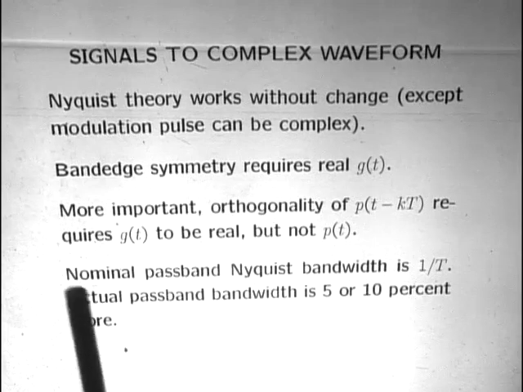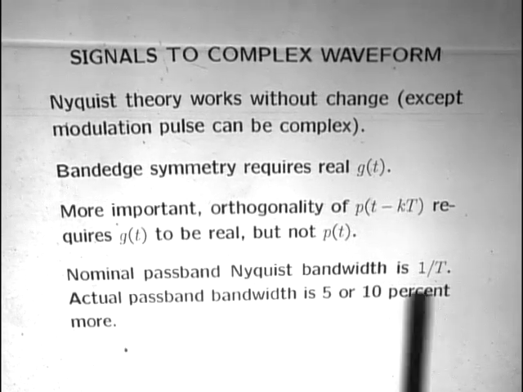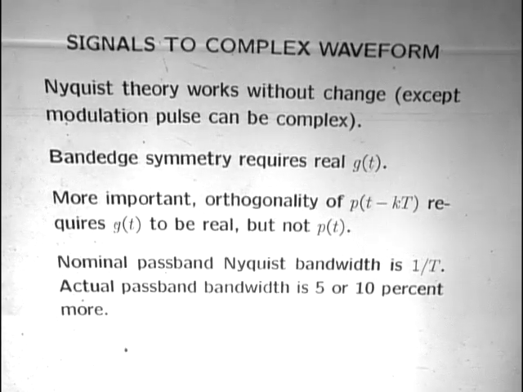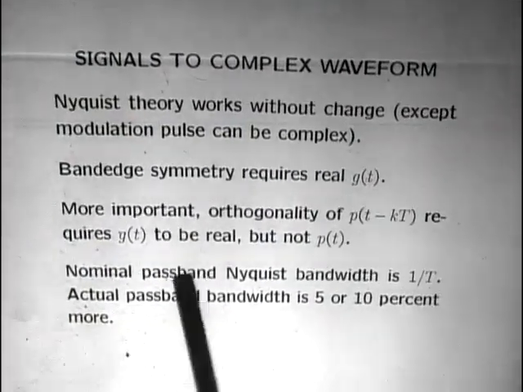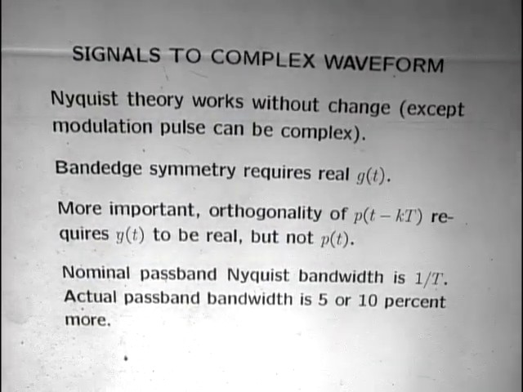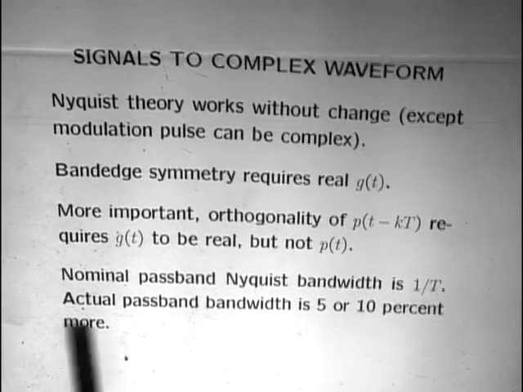Okay, so we're going to make the nominal passband Nyquist bandwidth 1 over T. Before, we made the baseband bandwidth 1 over 2T. When we go up to passband, we double the bandwidth, so the Nyquist bandwidth is now 1 over T. The passband bandwidth is 1 over T. That's the only thing that's changed.